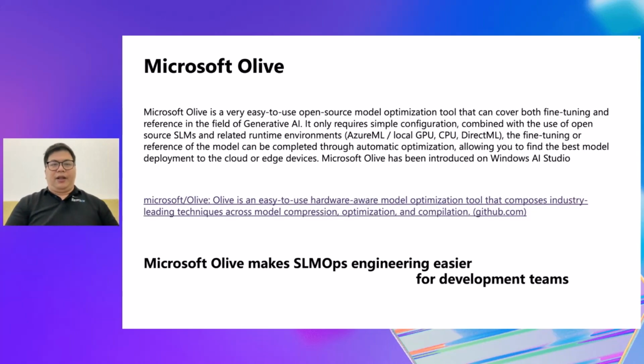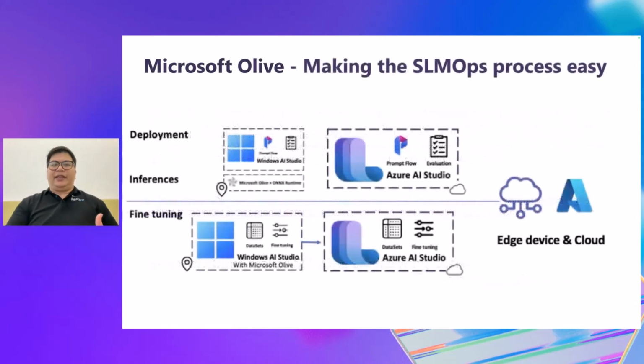Another thing is the convert. You can convert the fine-tuning model or Hugging Face model to ONNX, and deploy it very easily in cloud or edge devices. So this time you can access this link to access Microsoft Olive. It's very easy to do this. We can see the Phi-3 Microsoft Olive making the SLM ops process easy.